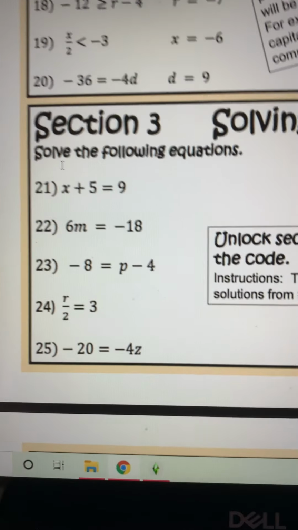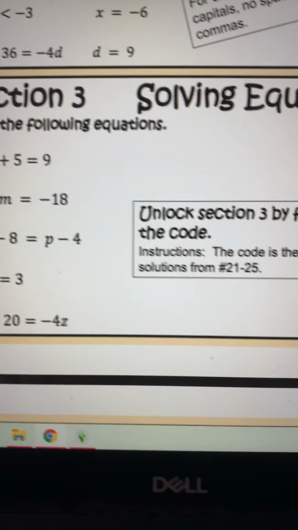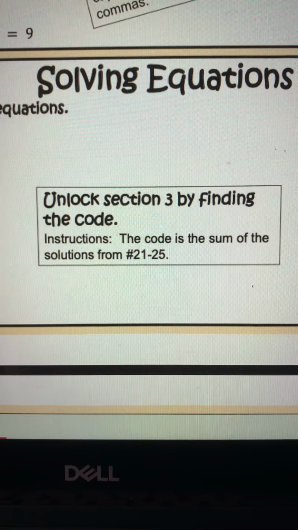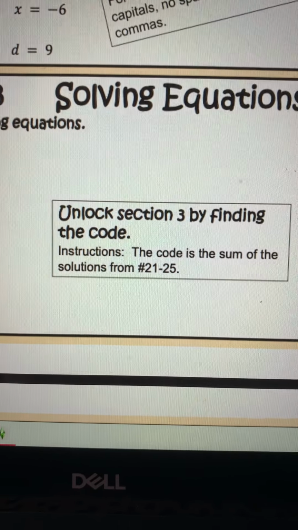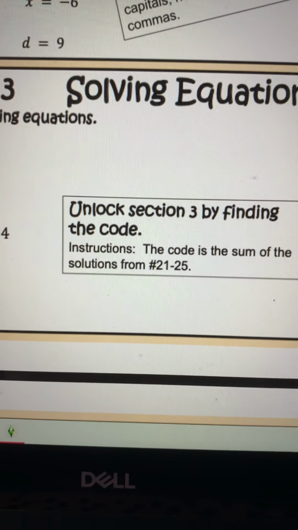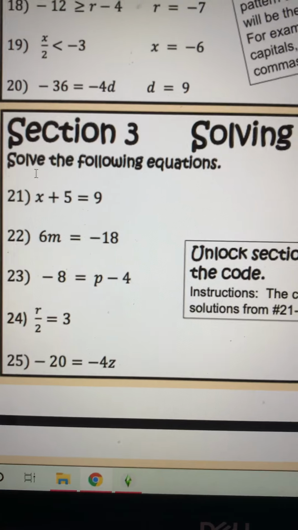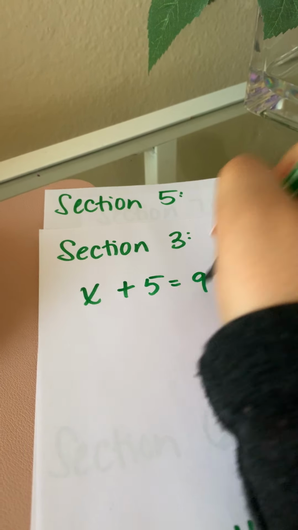Number 21 is x plus 5 equals 9. Here's what I have to do. The code is the sum of the solutions. Well, sum means add. That means I'm adding all of these together. So first I have number 21. I have x plus 5 equals 9.